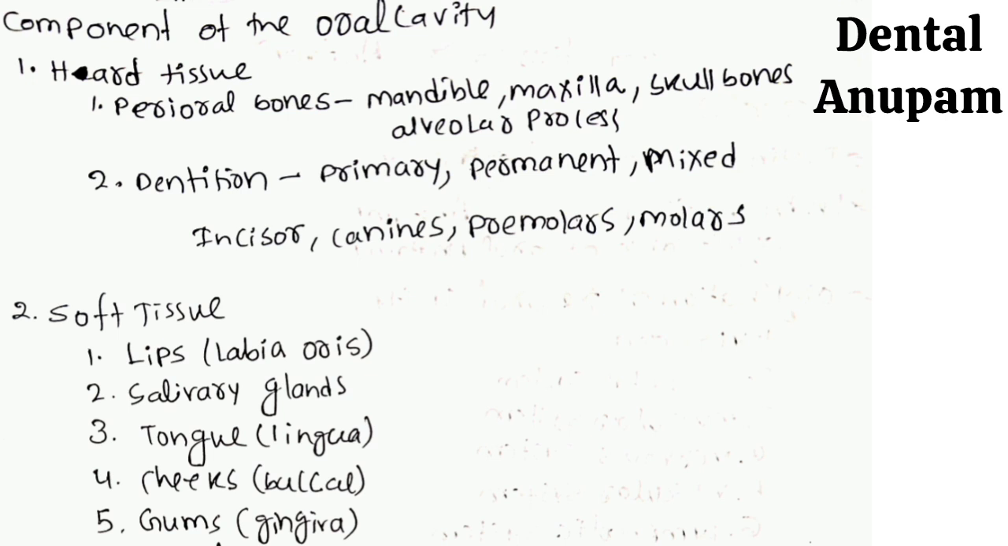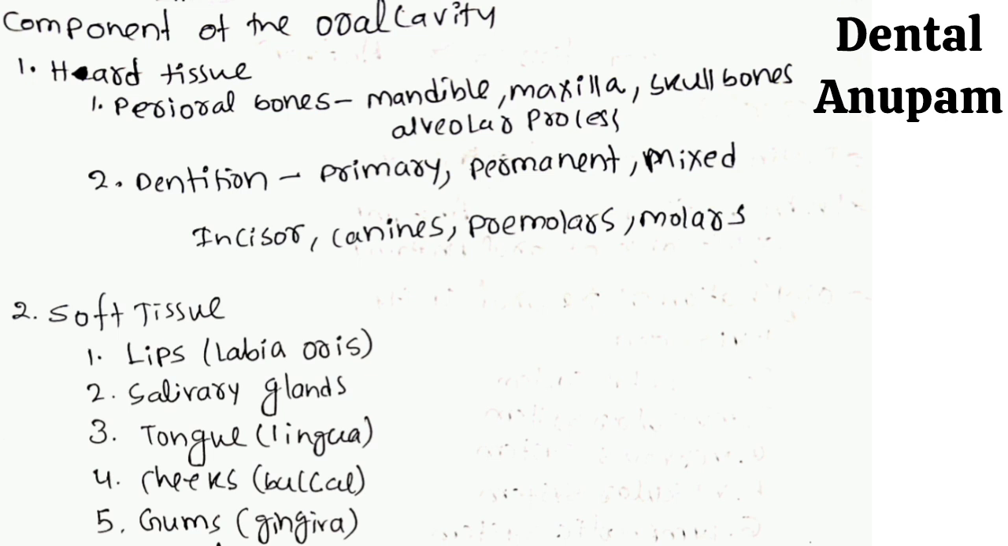Dentition. The term dentition refers to the natural teeth in the jaw bones, whose function is to aid in digestion by breaking down ingested food into smaller fragments, which can be acted upon by digestive enzymes in the stomach. Dentition is of three types: primary dentition, permanent dentition, and mixed dentition.